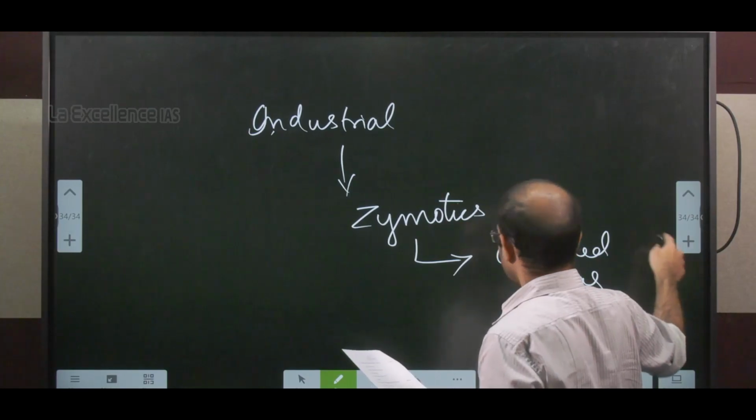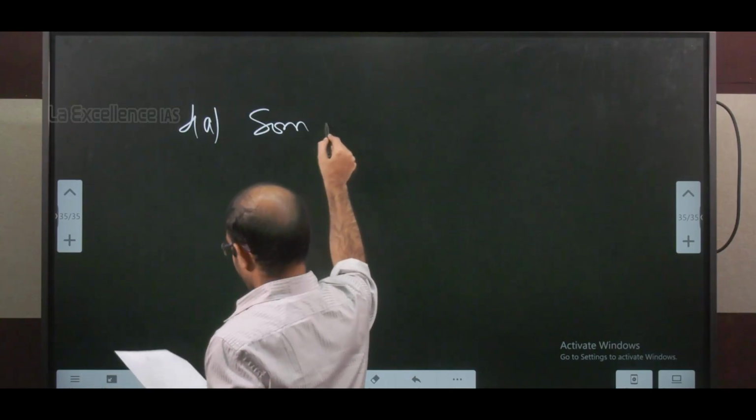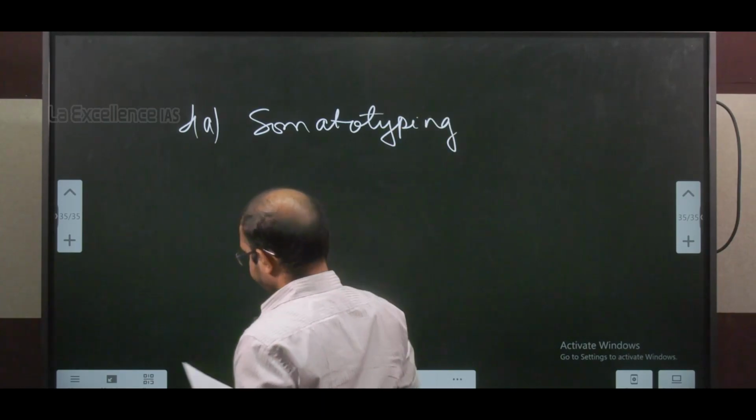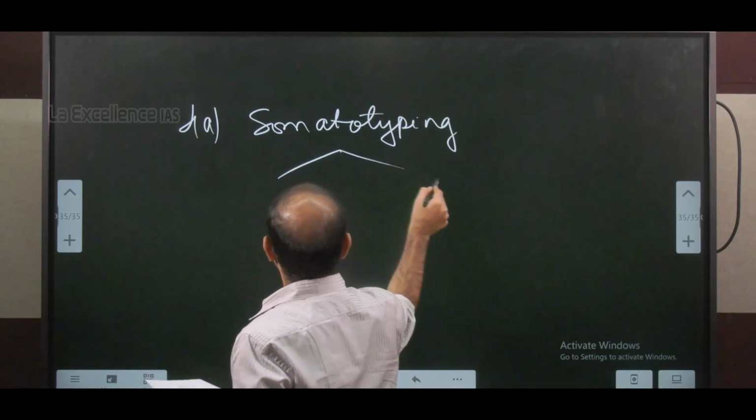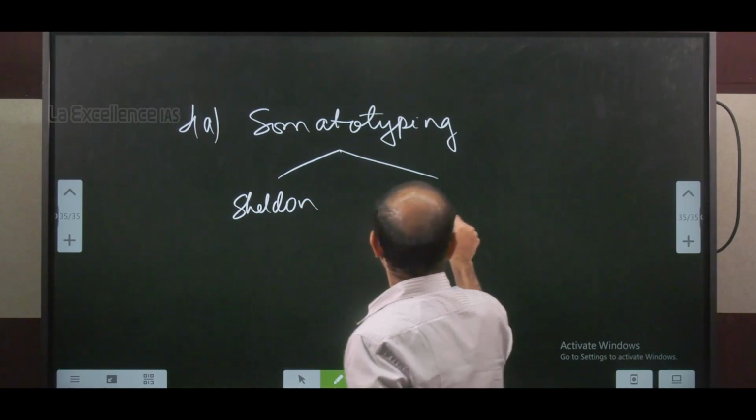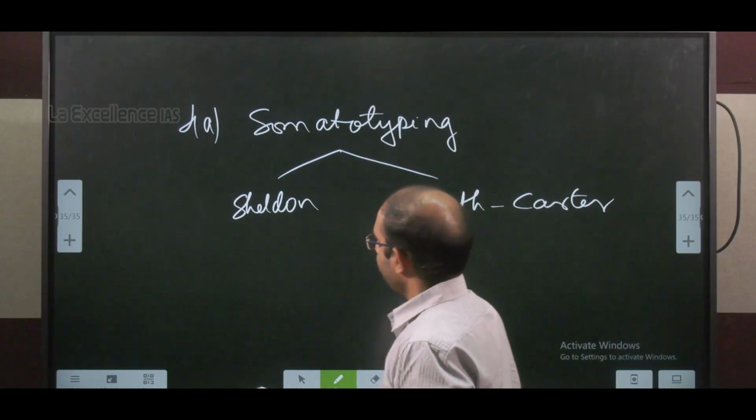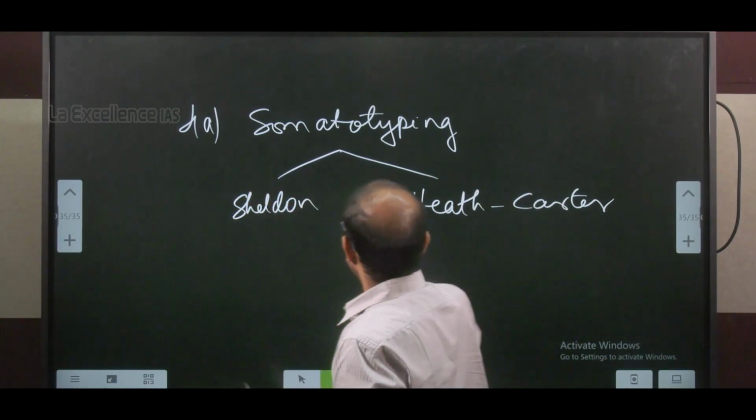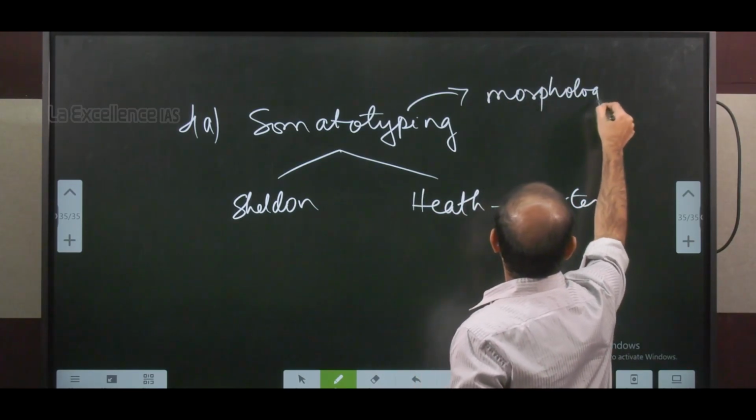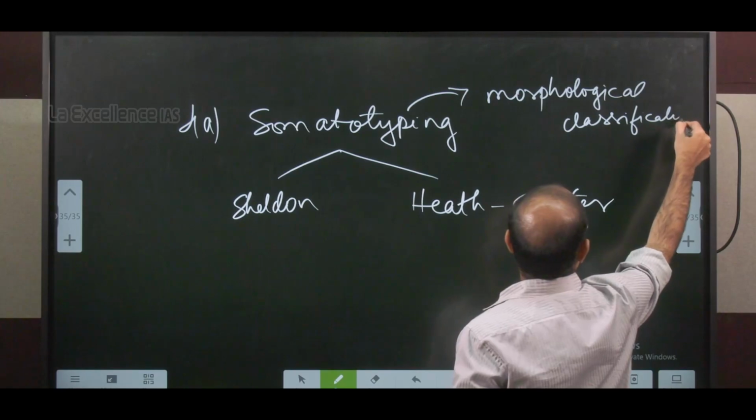I shared the complete handout. You can go through it for more reference. 4a, somatotyping. This is very easy. What is somatotyping? There are two methods, Sheldon and Heath-Carter, and we have to discuss each of them. So first, somatotyping is nothing but a morphological classification of people. Then there are these two systems.